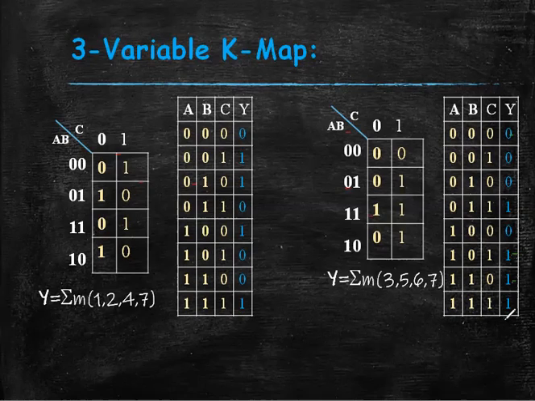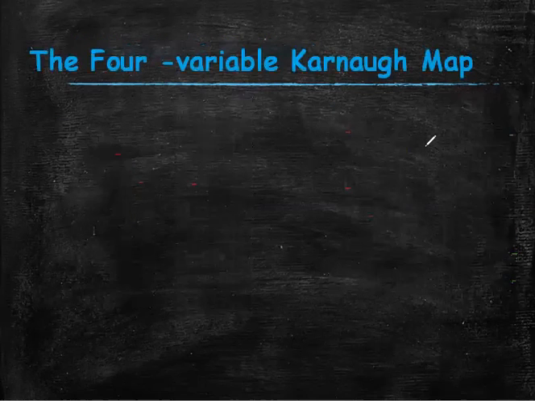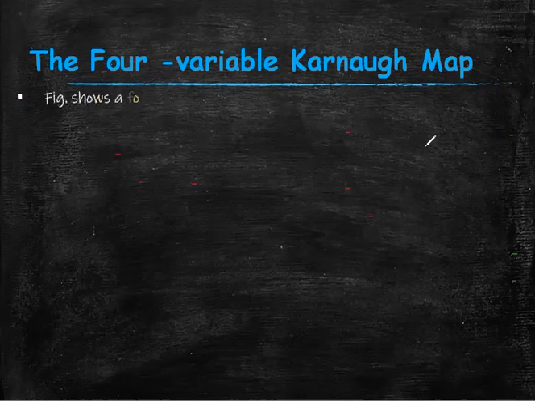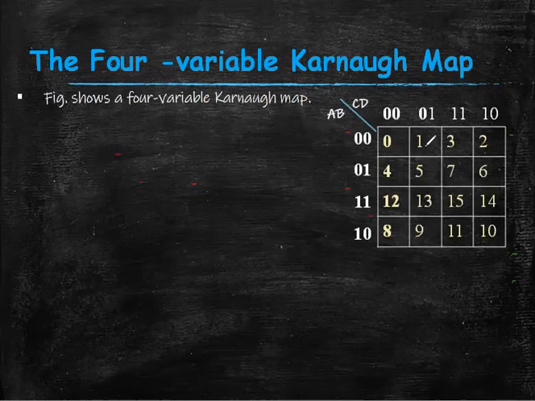Okay. And here also, we never write the Boolean expression now. Okay. Then we go to the 4 variable case. It is a 4 variable K-map.